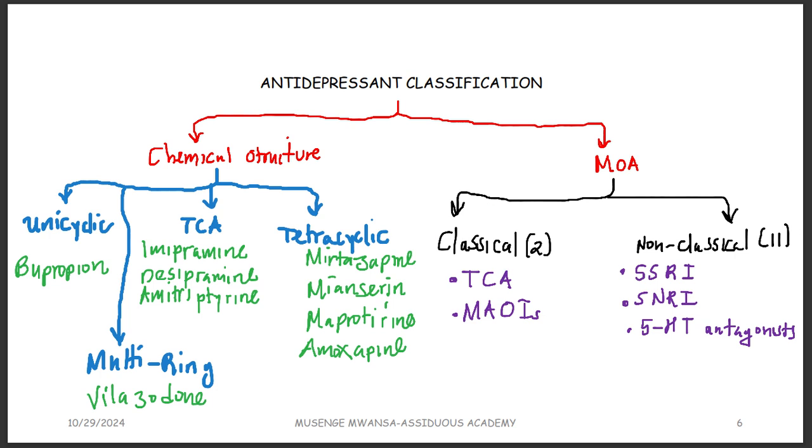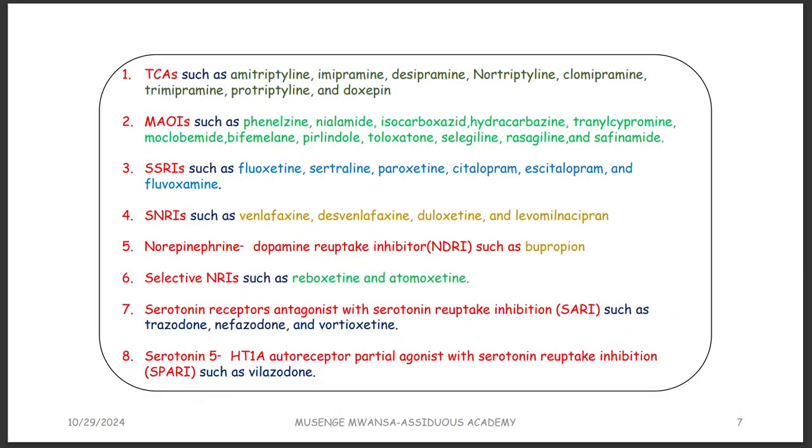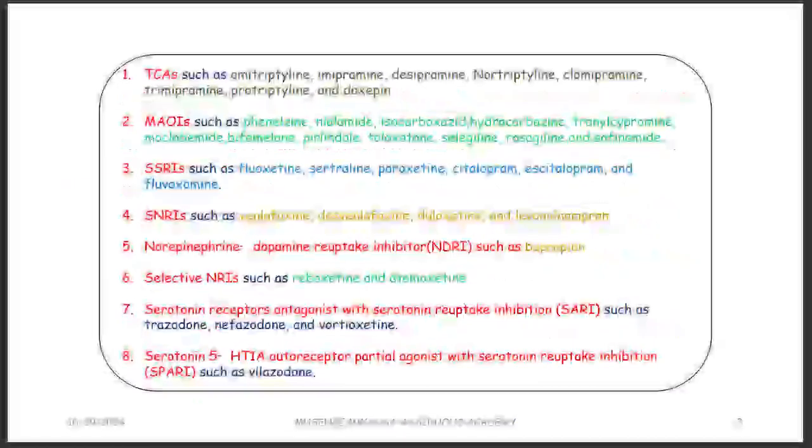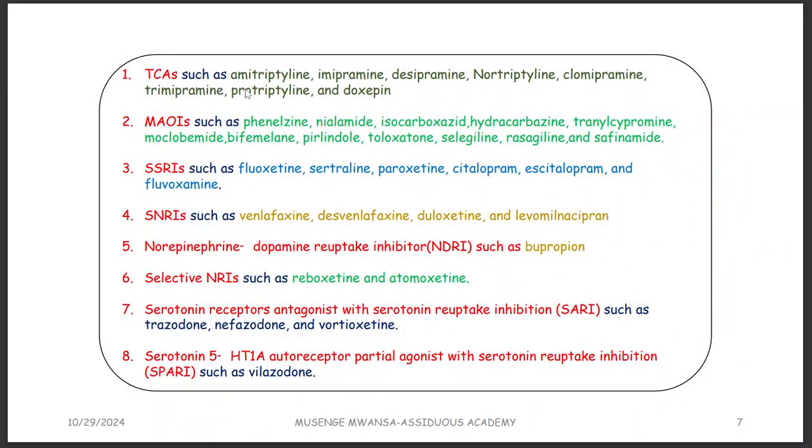because there are 13, two are going to be classical. Those are the tricyclic antidepressants: imipramine, desipramine, and amitriptyline. And then others are going to be MAO inhibitors. And then the other 11 are going to be non-classical, like the selective serotonin reuptake inhibitors, serotonin norepinephrine reuptake inhibitors, and then you have got others. So these are the other 11. But here I've put all the 13 and examples.